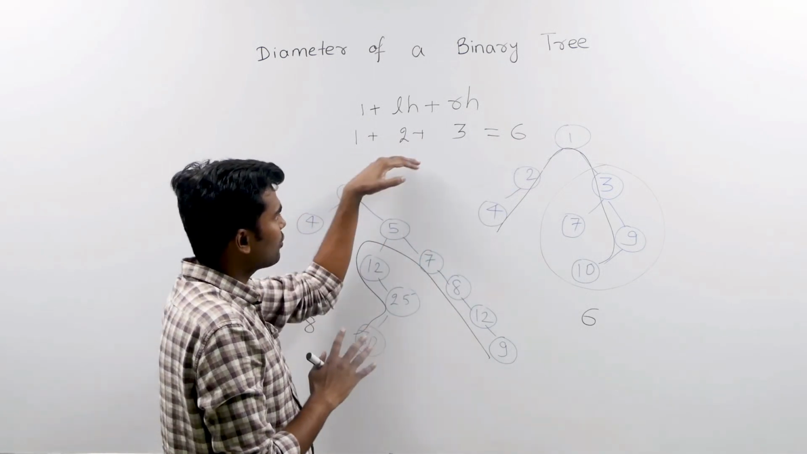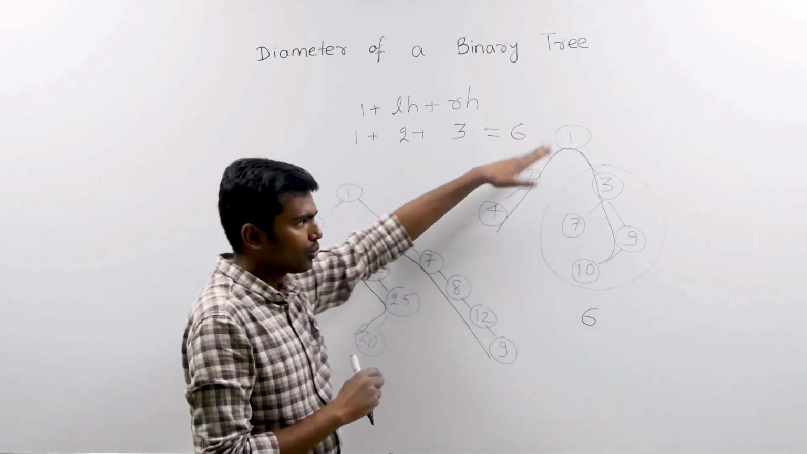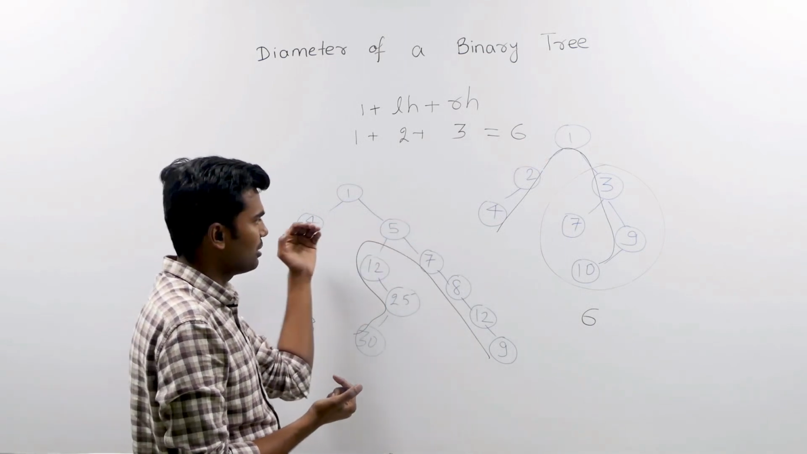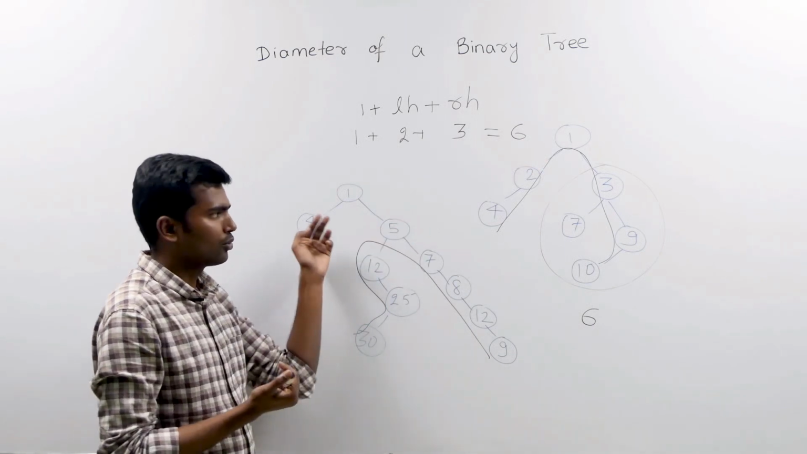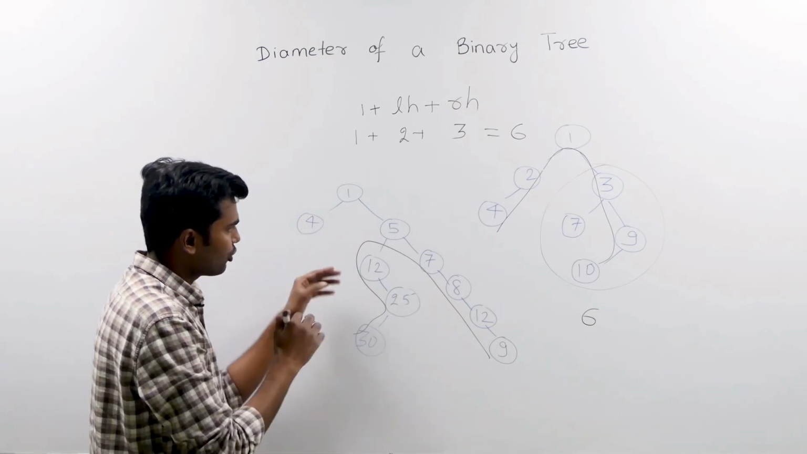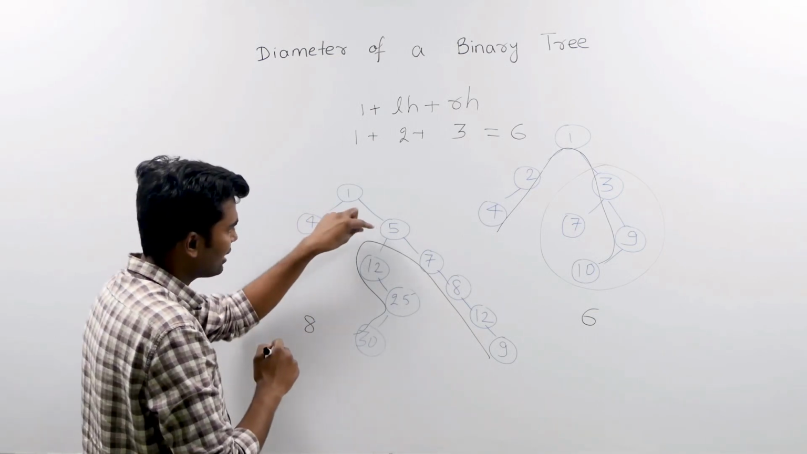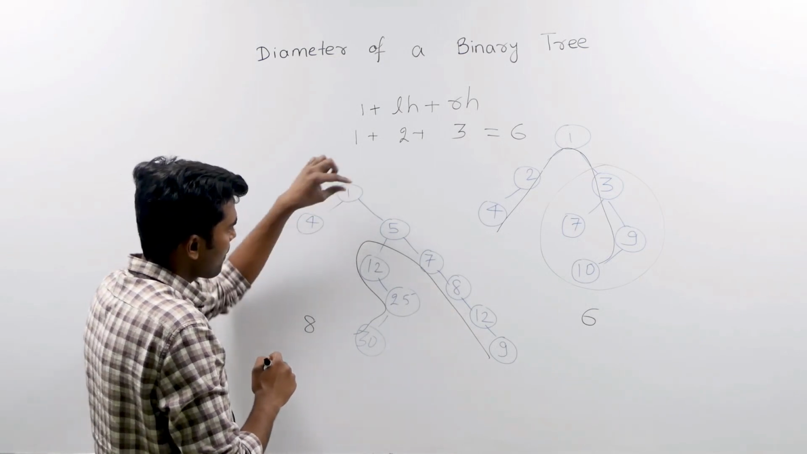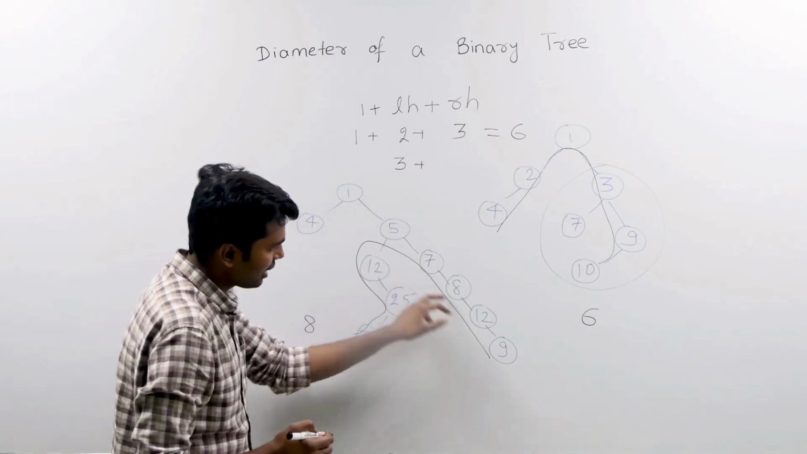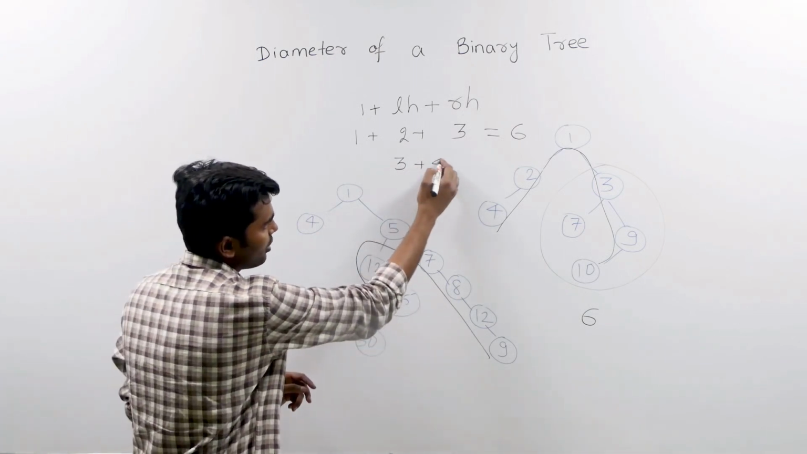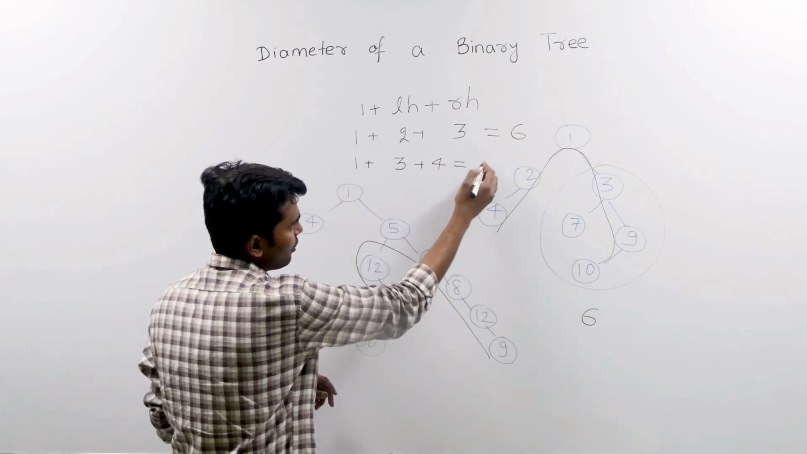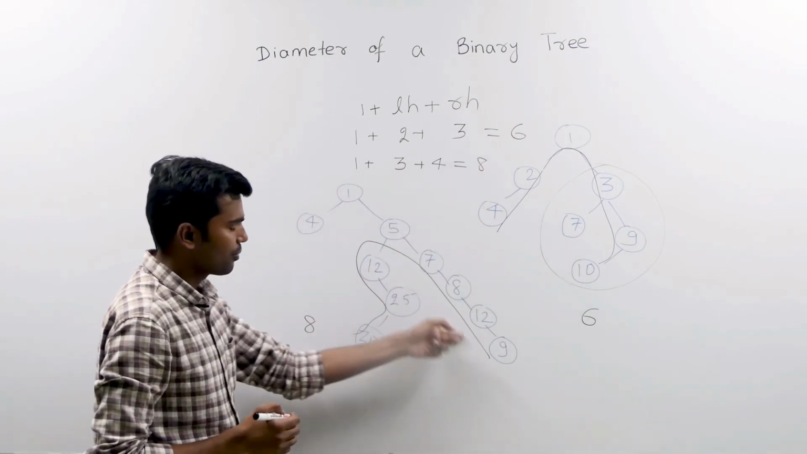So this is the case when the diameter is passing through the root node. In some cases, as I have told, the diameter may or may not pass through the root node. In that case, if you talk about this node, for this node the left height is 3 and the right height is 4, plus 1 for this node. So this is 8, which is the length of this diameter.